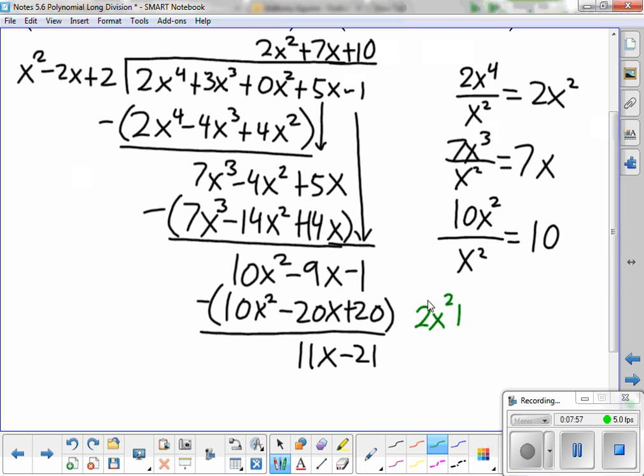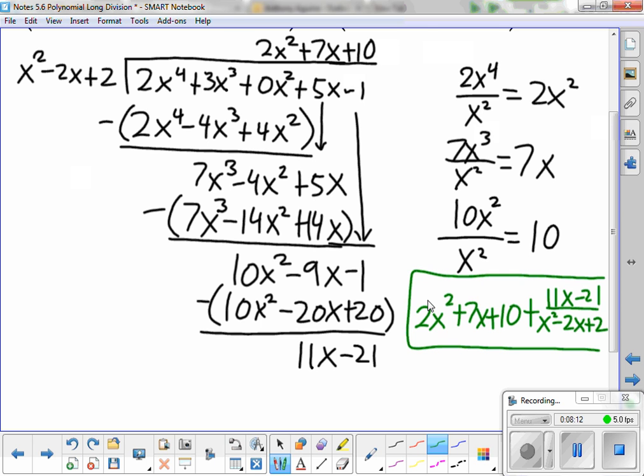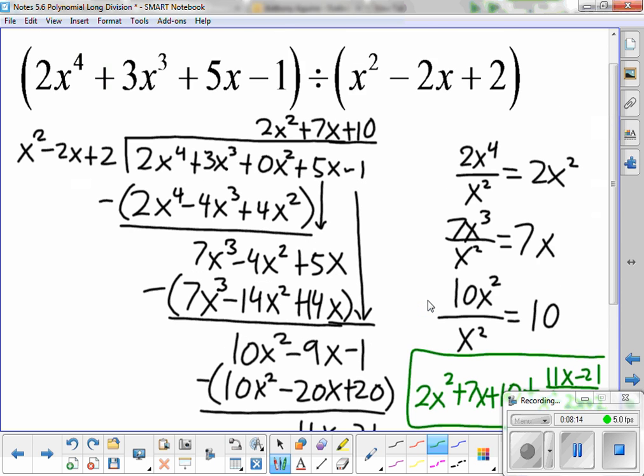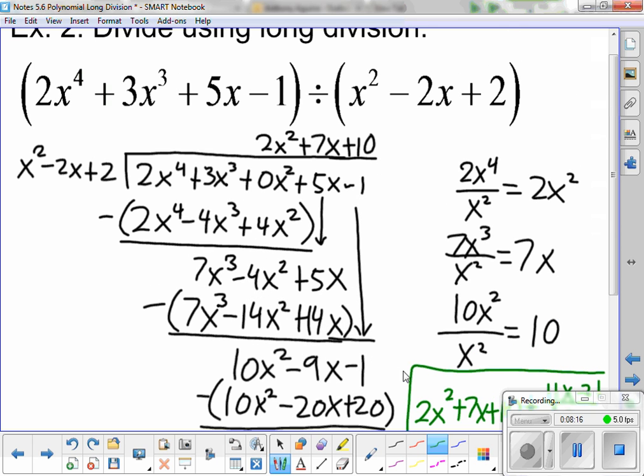So your final answer will be this. 2x squared plus 7x plus 10, and then add your remainder on. That's an 11x minus 21 over x squared minus 2x plus 2. So when you divide those two things, that's what you get. Okay? So that divided by that is this. And that's it. Okay, see, only 8 minutes.